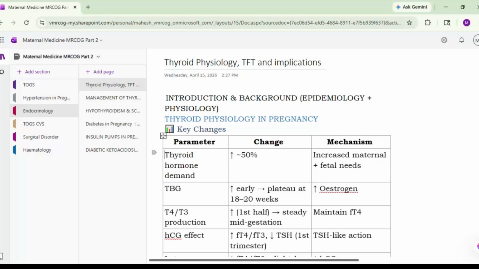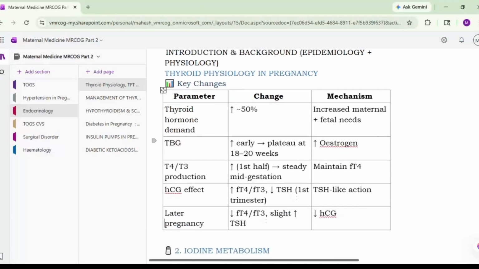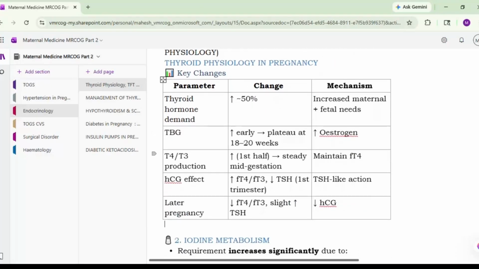Then what happens to the TBG, that is the thyroid binding globulin? Now thyroid binding globulin is also increased in early pregnancy, but it will plateau at around 18 to 20 weeks of gestation. This is under the influence of estrogen. Now, once the binding globulins are increased, the free T3 and T4 levels will reduce. So the body will try to increase the T3 and T4 production, and that is why in the first half of the pregnancy, when the TBG is increased, the body will also increase the T3 and T4 production. This will also steady by around mid gestation, but this will maintain the free FT4 levels.